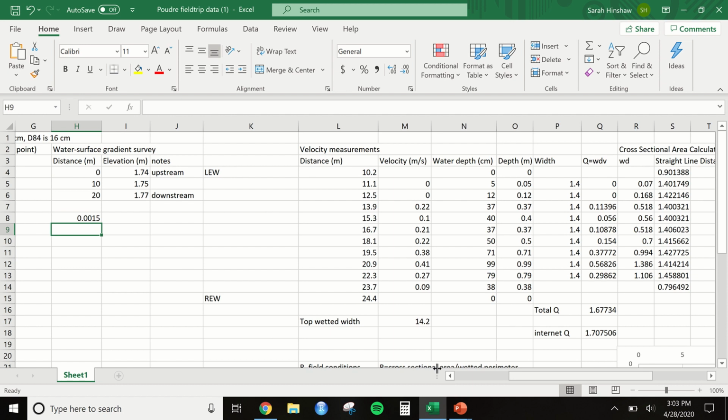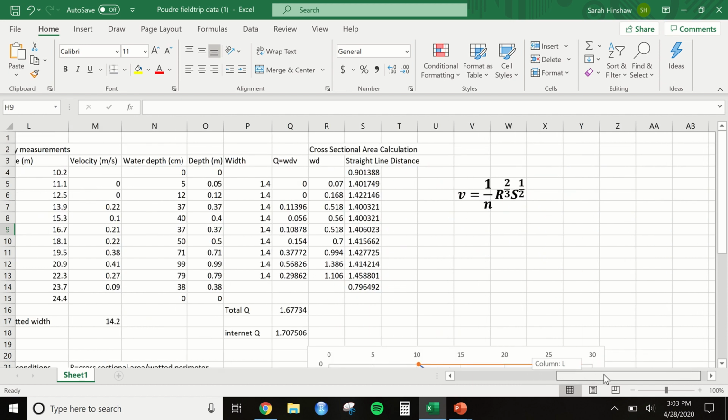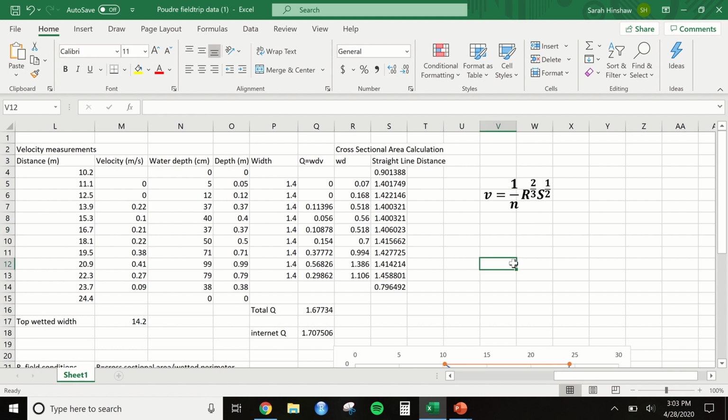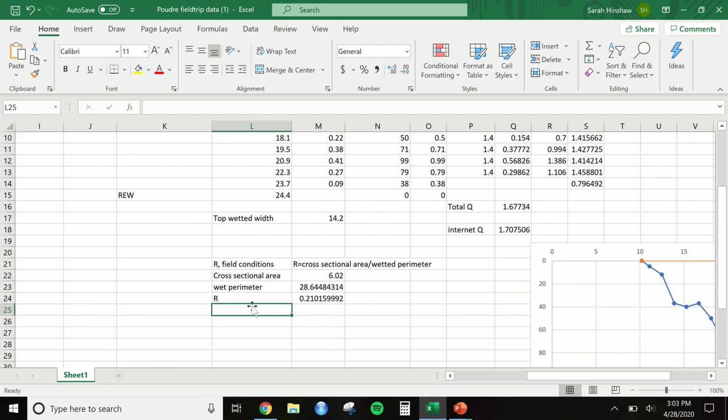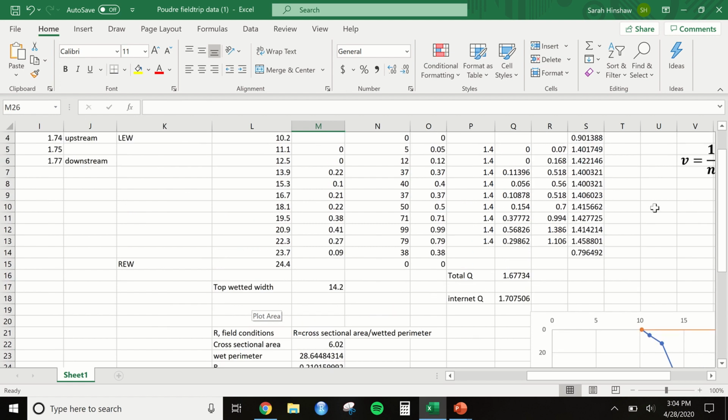Okay, 0.0015, which actually happens to be the average if you were to take the slope of the first and the middle and the middle and the last point. So our slope is 0.0015. My Excel sheet's a little bit messy here. Okay, so now we have what we need to plug into Manning's except for the velocity.